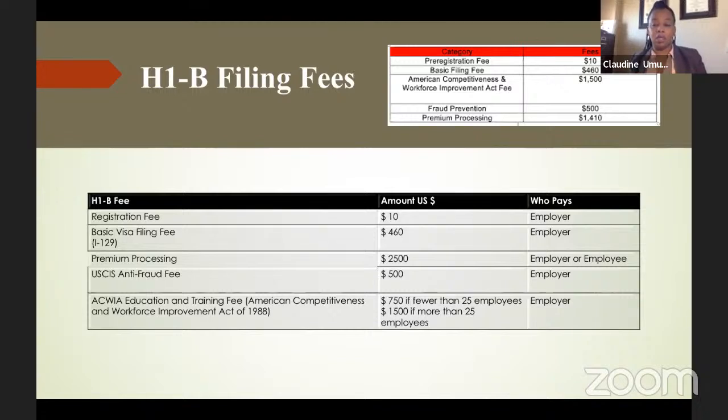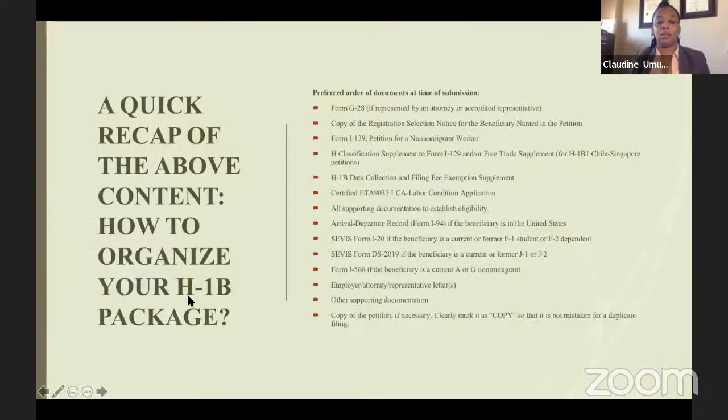per case, right? So now we already talked about the H-1B data collection. That data collection also determines whether the employer has more than 25 employees or less. If the employer has more than 25 employees, then they have to pay an additional $1,500. It's called the training fee. Or if the employer has less than 25 employees, they pay $750. And this fee, let me highlight it, must be paid by the employer.